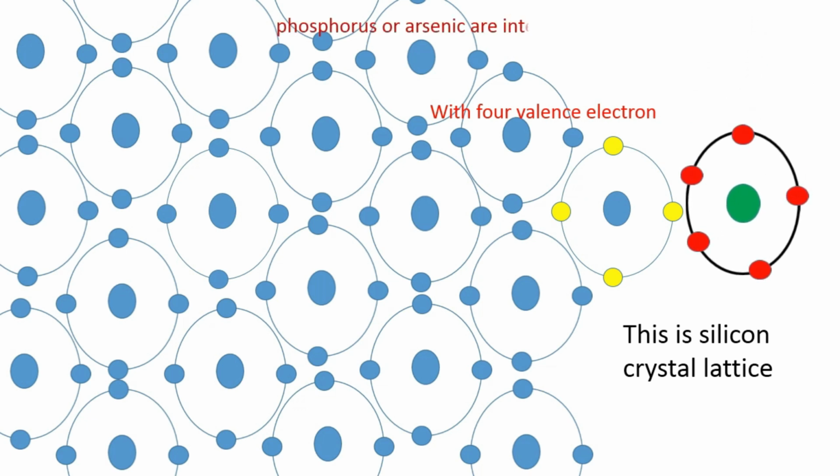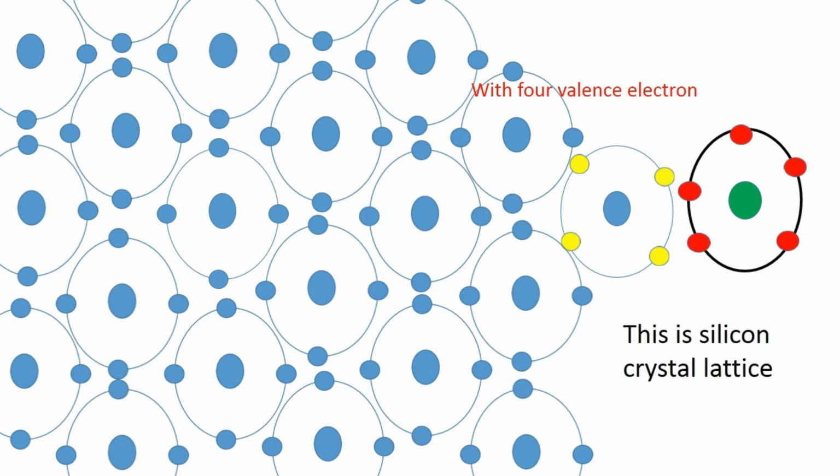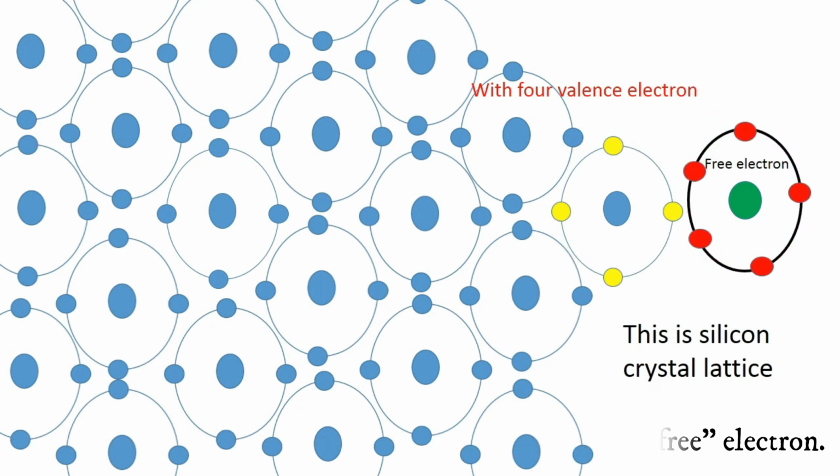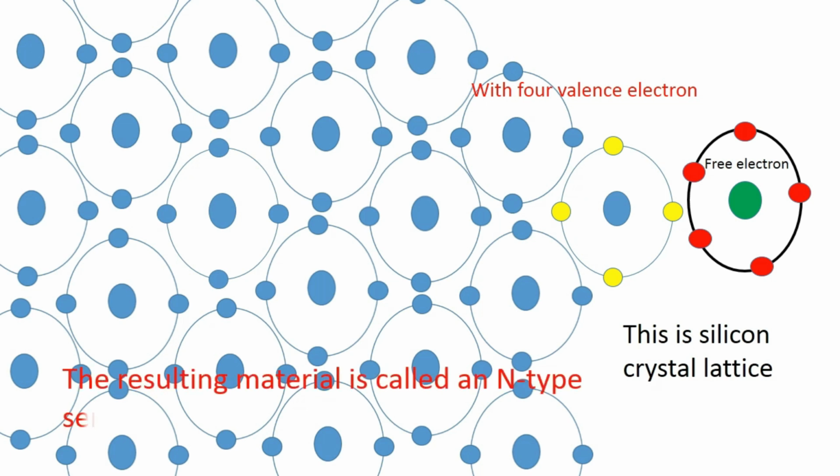In n-type doping, impurities such as phosphorus or arsenic are intentionally introduced into the semiconductor crystal lattice. The extra electron is not bound to any atom, creating a free electron. The resulting material is called n-type semiconductor.